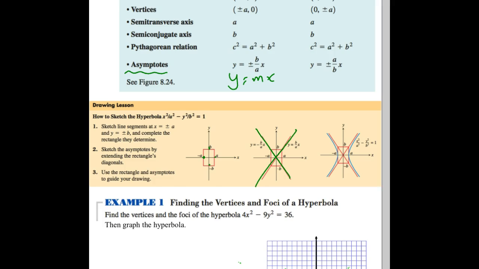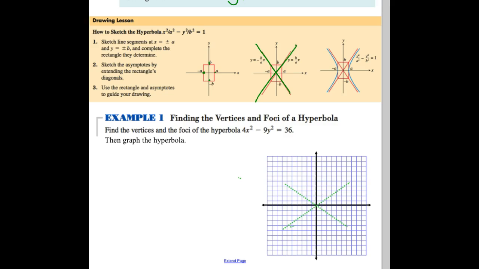All right, let's try one. It says find the vertices and the foci for this hyperbola and graph it. I am going to add in there that I also want you to give me the asymptotes.